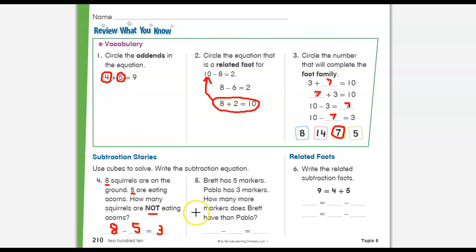On number 5, we had to make a subtraction problem for how many more markers Brett had than Pablo. Brett had 5 markers, and Pablo had 3 markers. So we would subtract the total number of markers that Brett has and the total number of how many markers Pablo had. That would give us 5 minus 3. 5 minus 3 is 2.